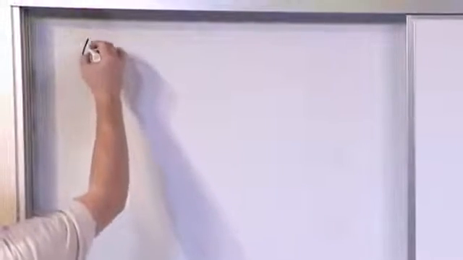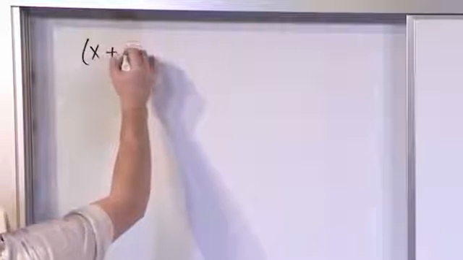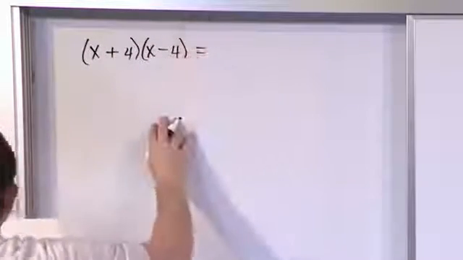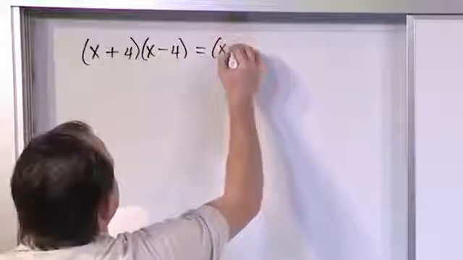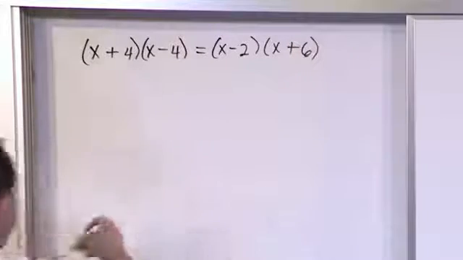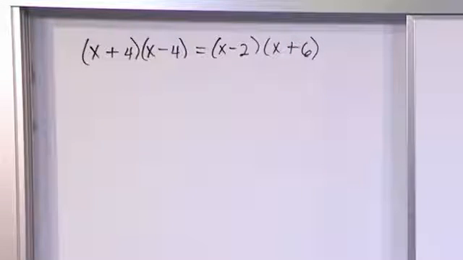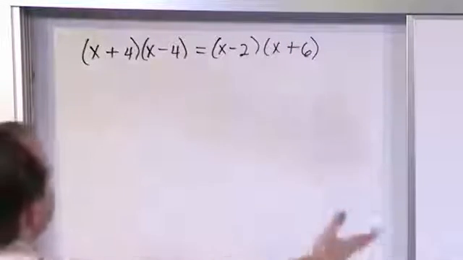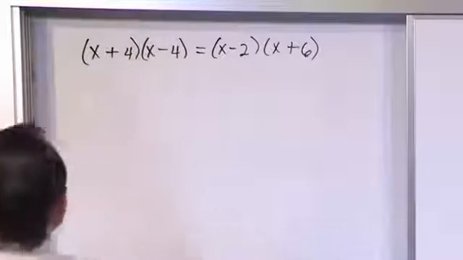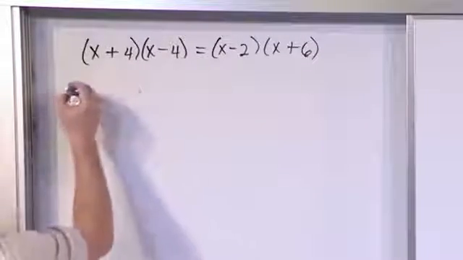All right, for our last problem, we're going to learn how to solve an equation that looks like this: (x + 4)(x - 4) = (x - 2)(x + 6). Again, if you didn't know how to multiply polynomials, this would kind of look hopeless. You wouldn't know where to begin. But now you know when you have these, you have to multiply them. So let's multiply the left.